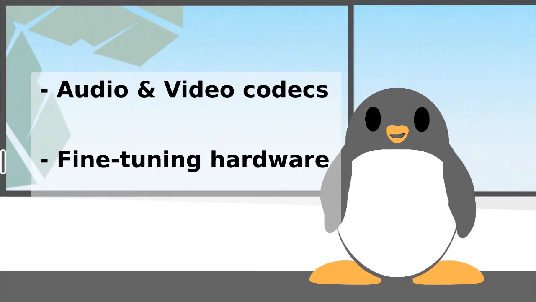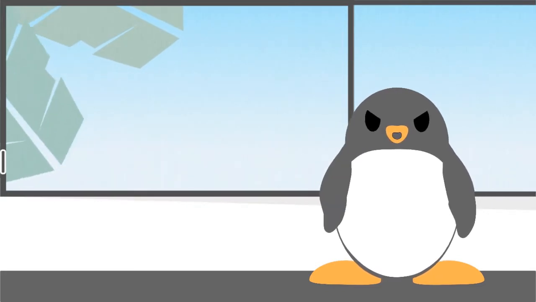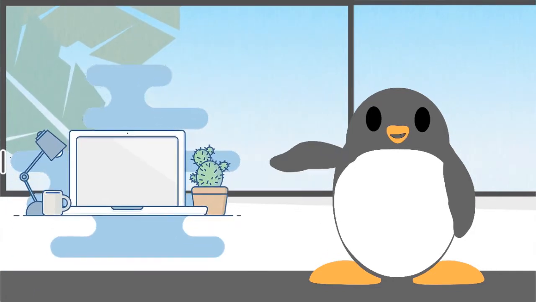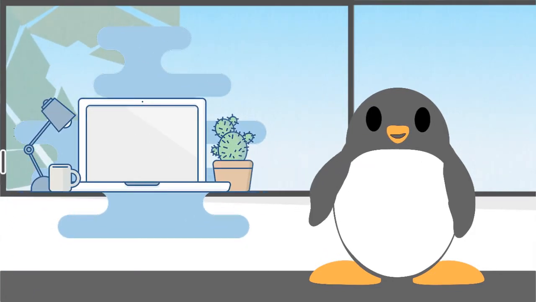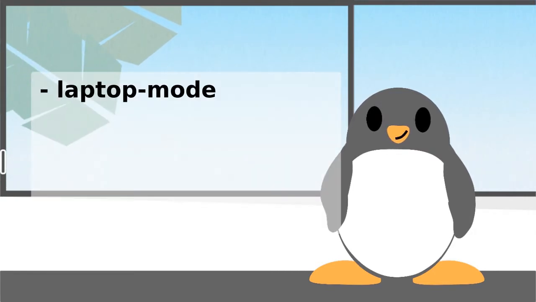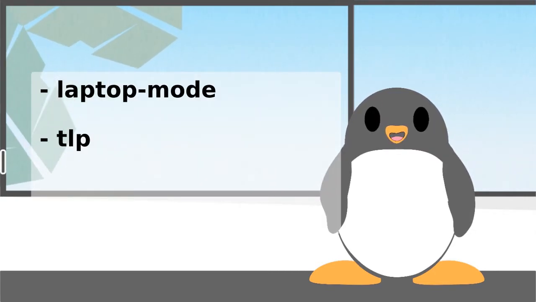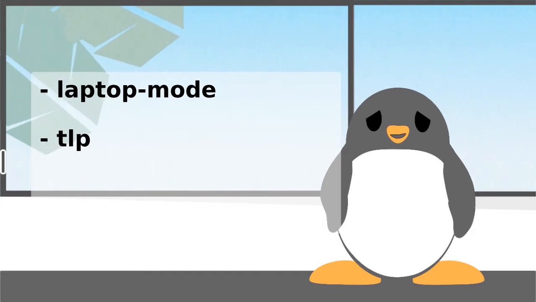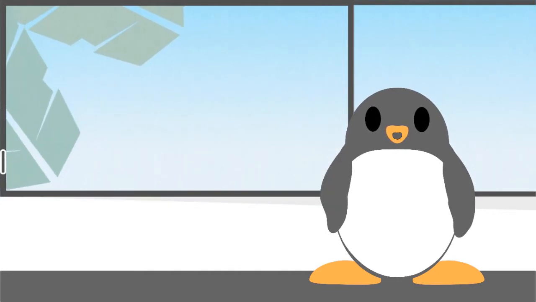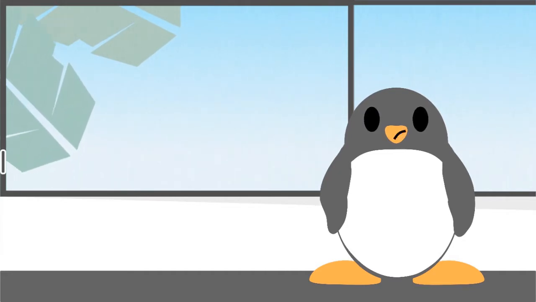Number 2 is fine-tuning hardware. For this, here's a breakdown for each laptop and desktop users. First, for laptop users, you might want to check out power-saving utilities such as Laptop Mode Tool or TLP Tool if you want to last longer while working on your task. But don't install both of these tools at the same time.